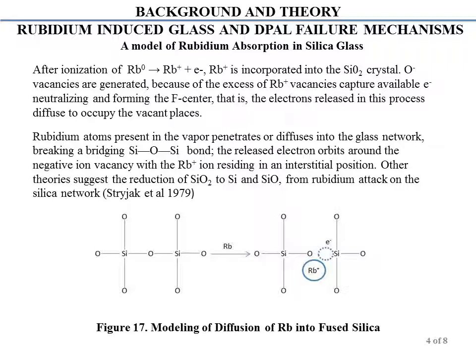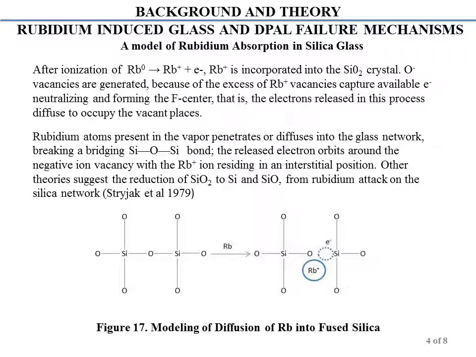Rubidium atoms present in the vapor penetrate or diffuse into the glass network. You break a bridging silicon-oxygen bond. The electrons get released and orbit around the negative ion vacancy, where the rubidium ion resides in an interstitial position. There are other theories that suggest a reduction of silicon dioxide to silicon and silicon oxide from the rubidium attack, and that's from Sturzik around 1979. And as you can see, that's the process described.